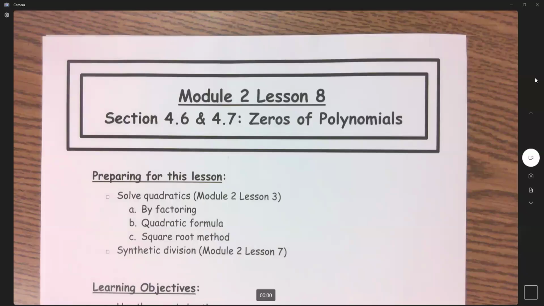Welcome to Module 2, Lesson 8. We are going over zeros of polynomials.